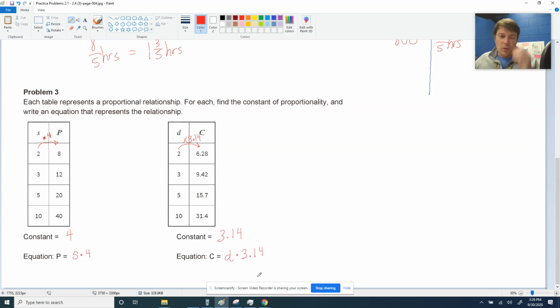Now, there's a more elegant way to write this as an algebraic equation, and that is P equals 4S for this one, and C equals 3.14D for that one. But they mean the same thing. We're just multiplying the left-hand column D's by this to get C's, and we're multiplying the left-hand column S's by 4 to get all of P's on the other side. And that is your third problem and last problem of the week.